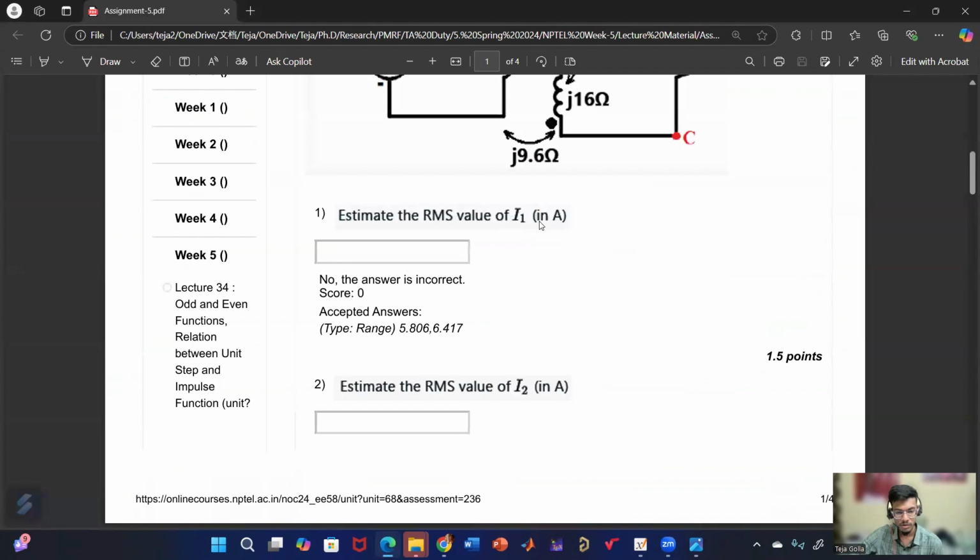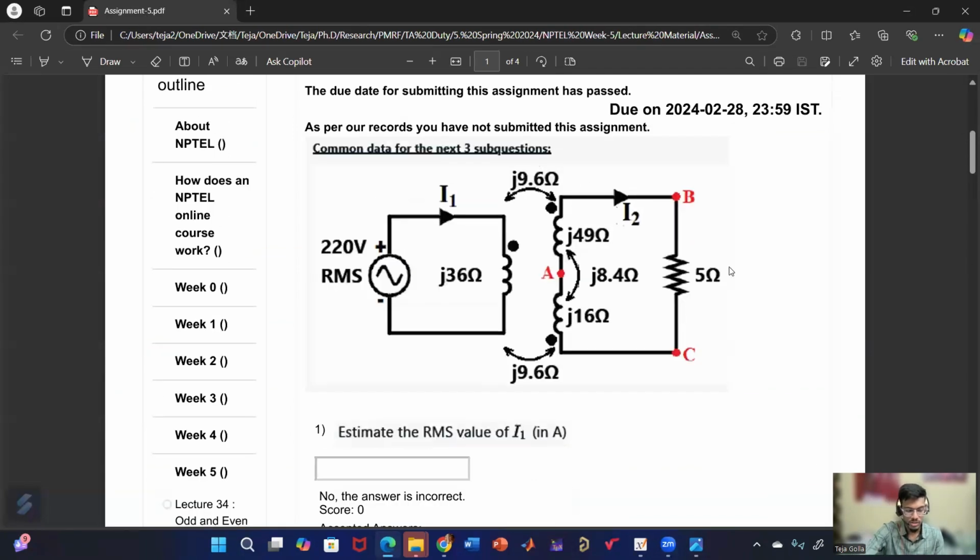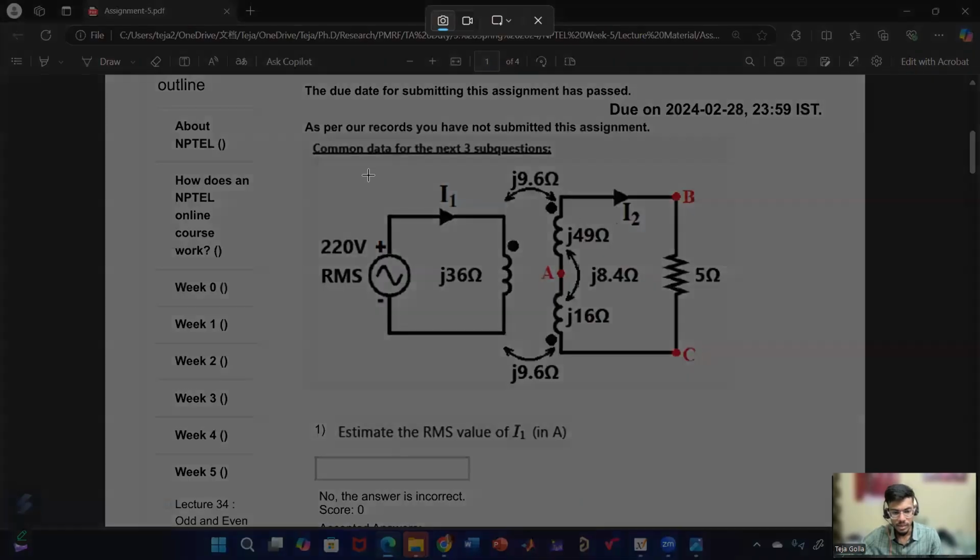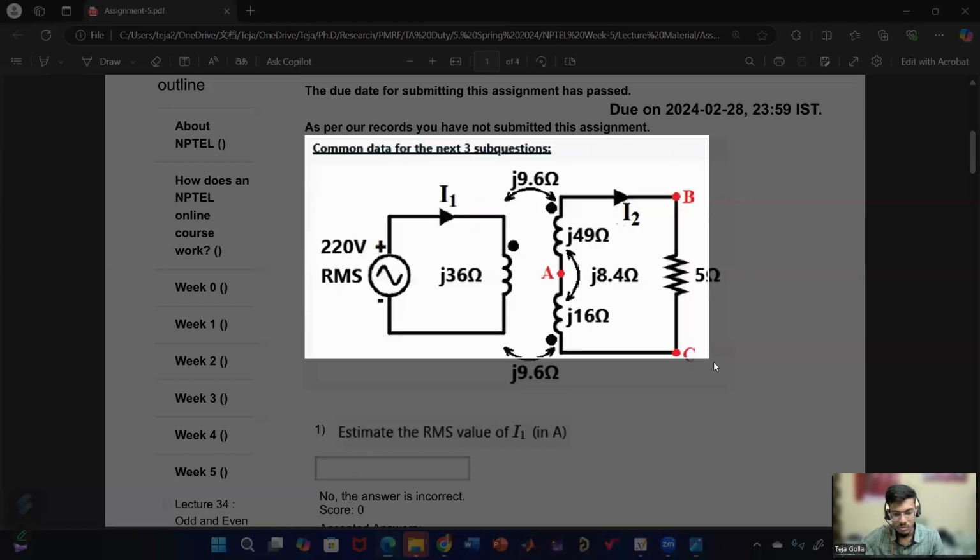So this is assignment 5. First question, if you see, it has three sub questions. They're asking what is I1, I2.